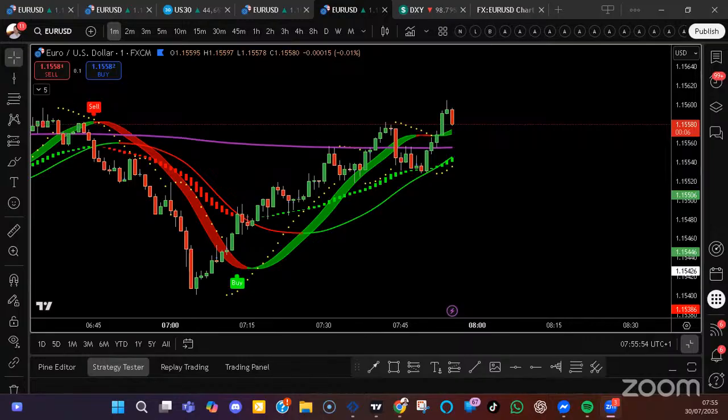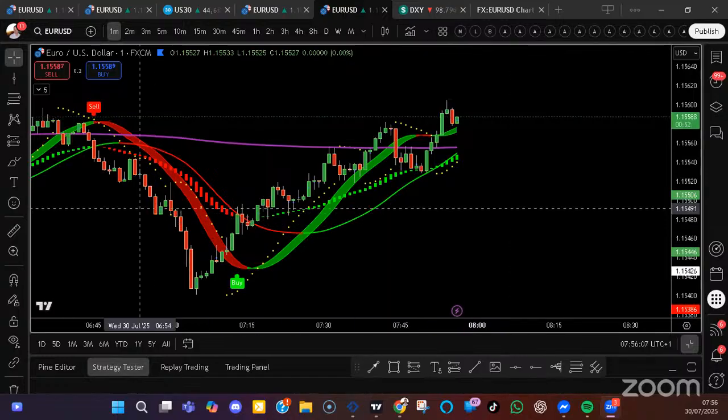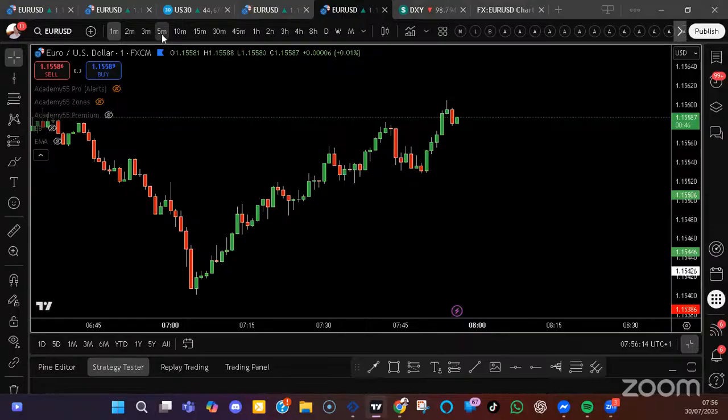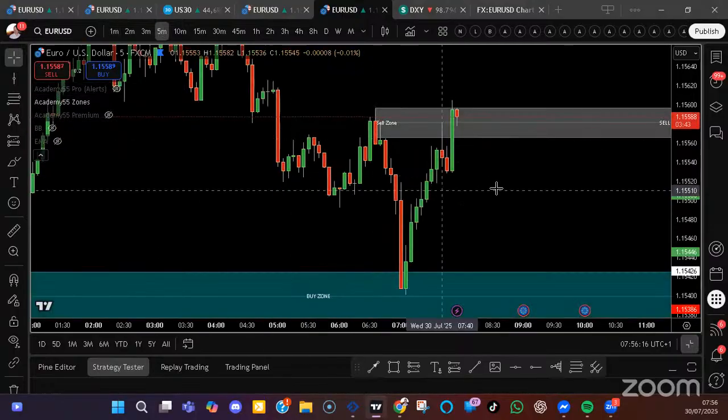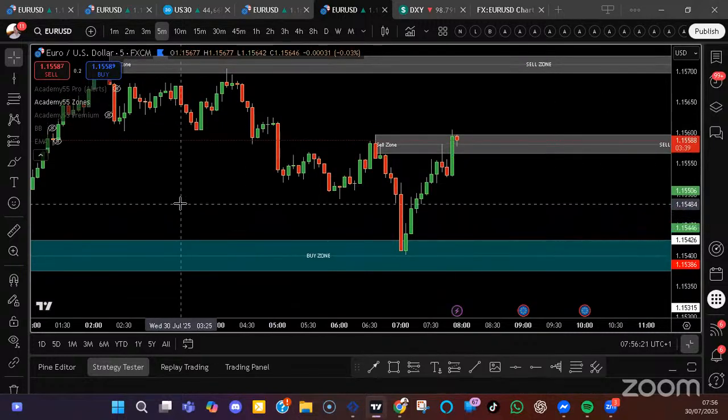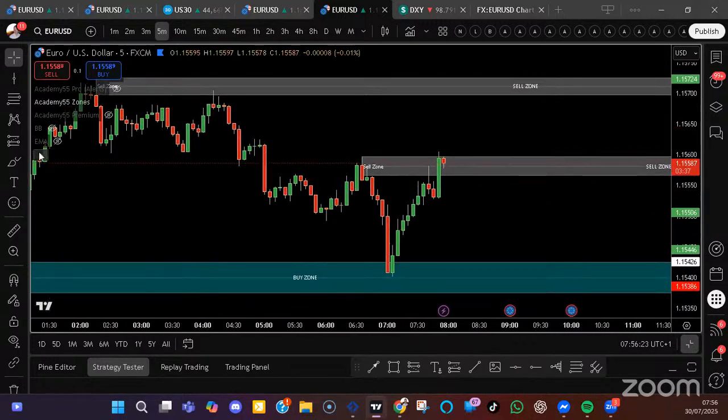It's 5 to 8 in the morning here in the UK, looking at the EUR USD on the 1 minute time frame, looking at the Academy 55 indicators and strategy. Well, what can we see at the moment? If I quickly take the indicators off, we go to the 5 minute time frame. We can see we're in the middle of a sell zone. So that's really all we need to know.